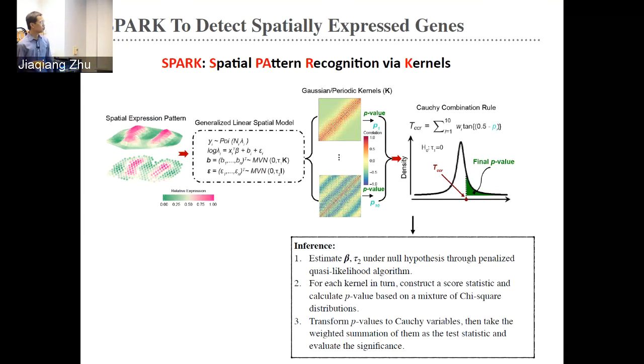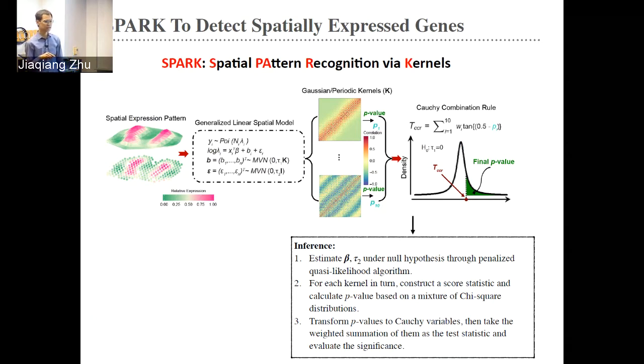And for the inference, we estimate beta and tau 2 under the null hypothesis where tau 1 is equal to 0 through penalized quasi-likelihood. And for each kernel in turn, we construct the score statistic and calculate the p-value based on a mixture chi-square distribution. And afterwards, we combine those 10 p-values from 10 different kernels through the Cauchy combination rule. That is, we transform the p-values into Cauchy variables and then take a weighted summation of them as a test statistic and evaluate the significance based on the Cauchy distribution.